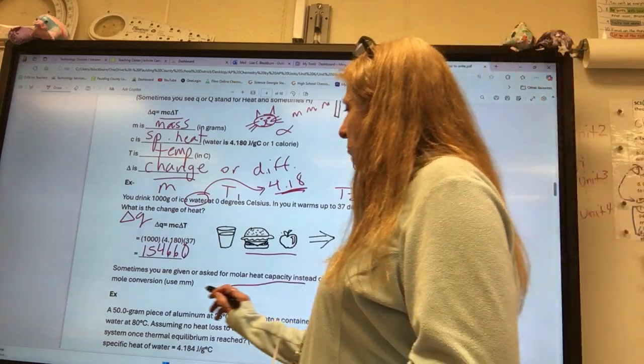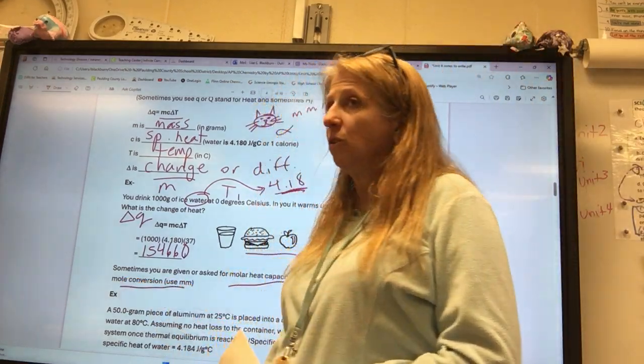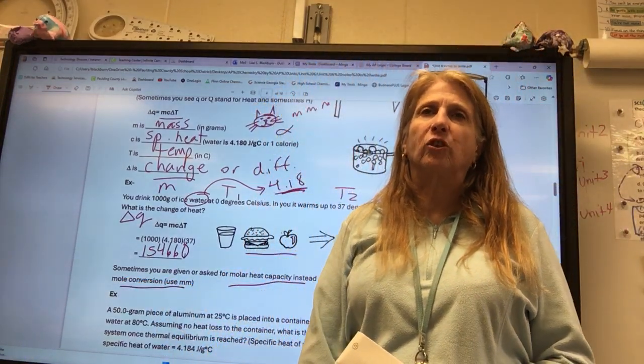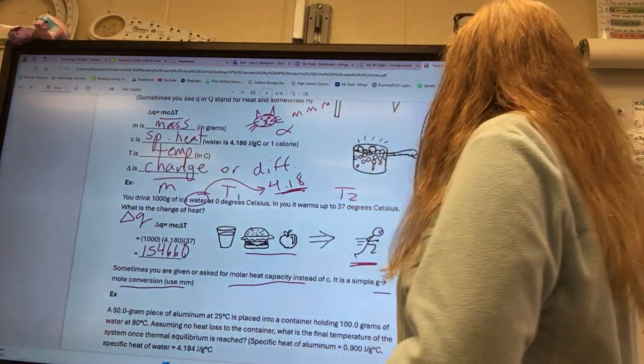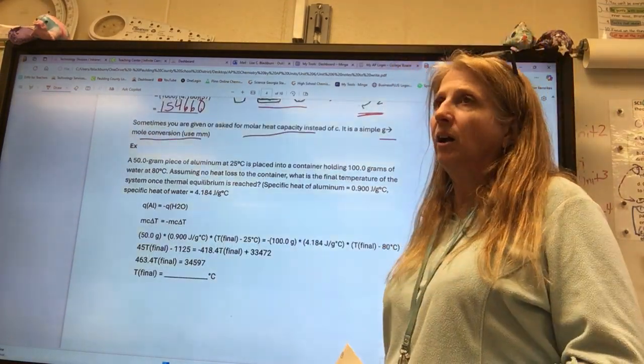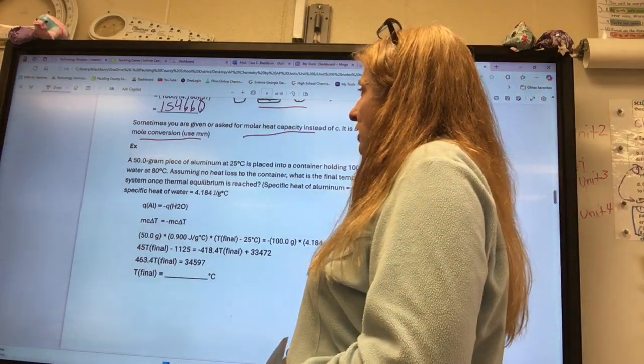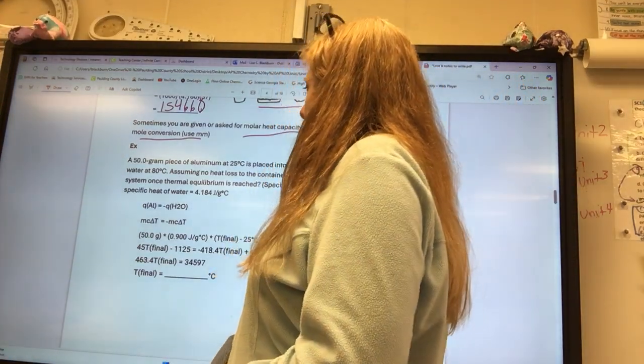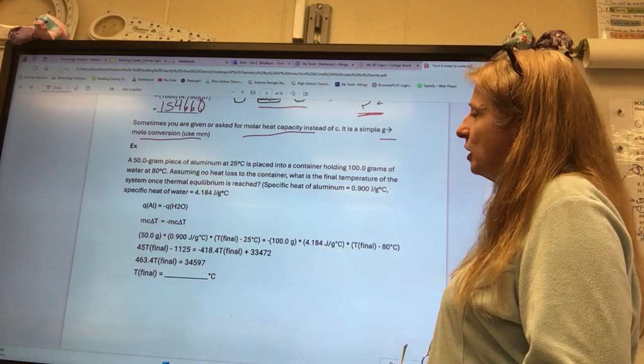Sometimes you are given or asked for molar heat capacity instead of specific heat. It's a simple gram to mole conversion where you use molar mass. So sometimes they try to be tricky. You'll see different problems in your practice problems. But it's just a simple, oh, I've got grams, I need to change it to moles. I use molar mass.